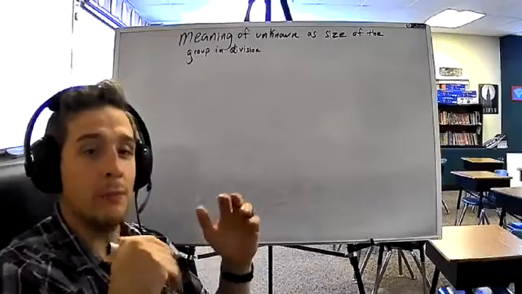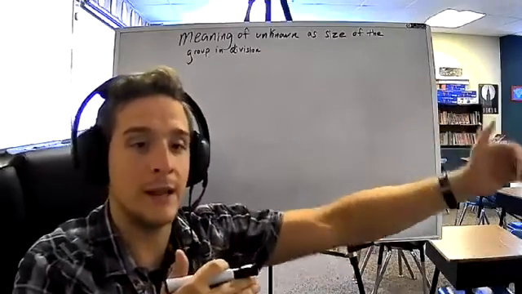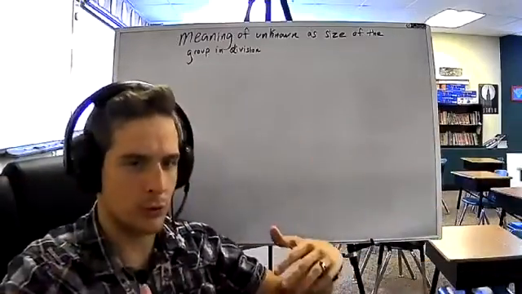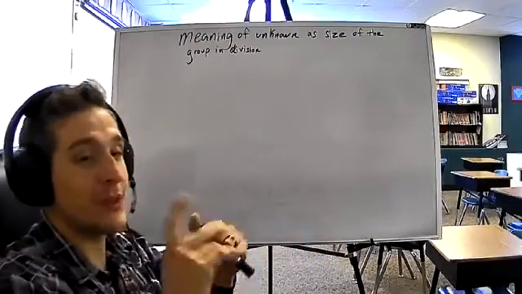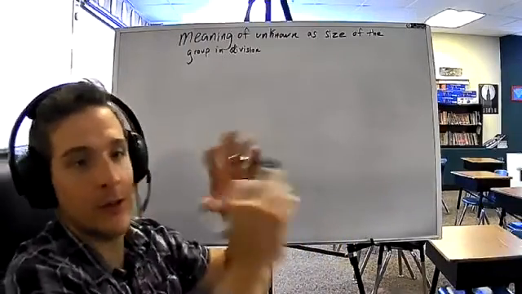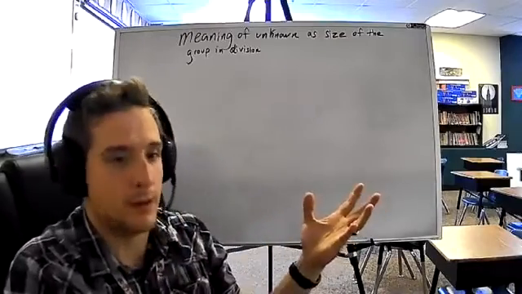Because in multiplication, you're trying to find the end goal. You're trying to find what is the total after I have all these groups, how much do I have all together? The difference with division is that you're starting with that total. You have that total and you're breaking it apart into something.